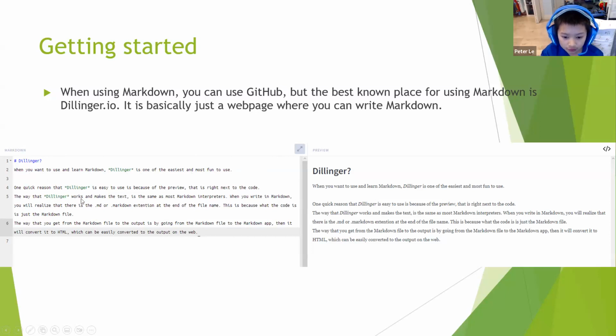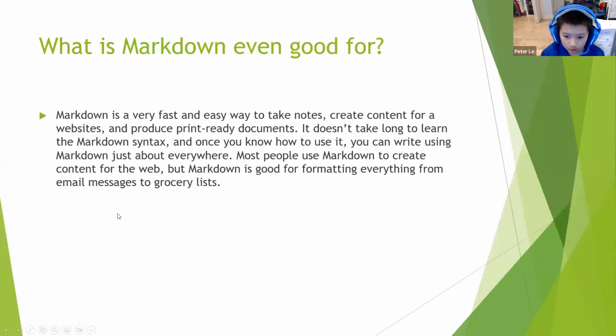The way that Dillinger works and makes the text is the same as most Markdown interpreters. When you write in Markdown, you'll realize at the top there's a .md or .markdown extension at the end of the file name. Like .py with Python, .md is for Markdown. The way the Markdown file goes to the output is from the Markdown file to the Markdown app, and then it converts it to HTML, which can be easily converted to the output on the web. So, oops.